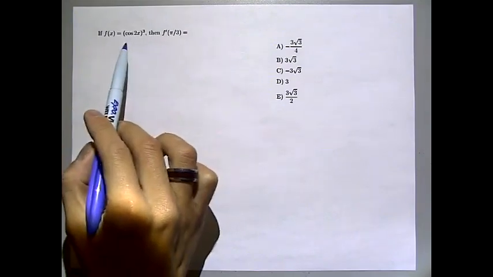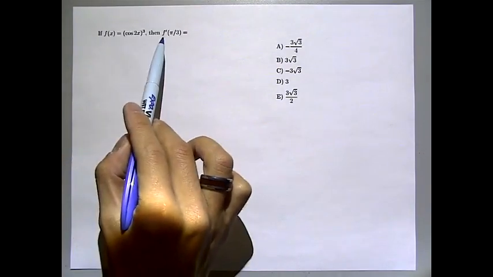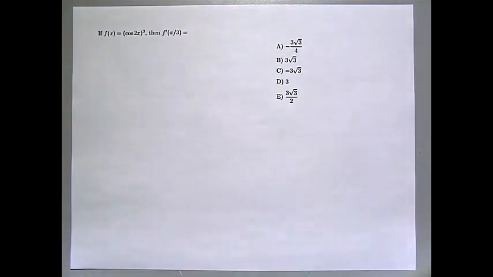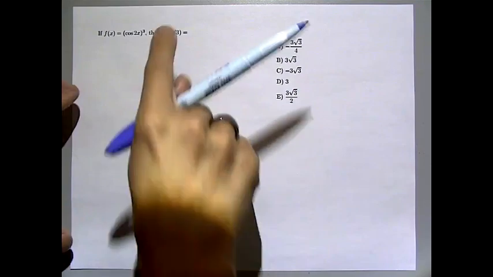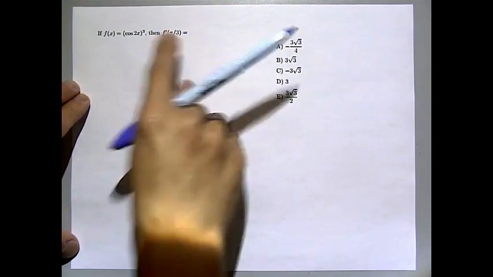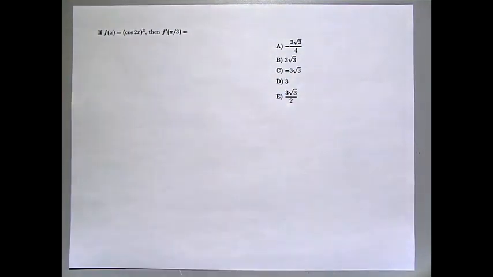f of x is cosine of 2x, the whole thing raised to the power of 3. We're looking for f prime of this, derivative of that, at x is equal to pi over 3. Just like the first problem we did, and all of these other things we've been doing, that pi over 3 is the last thing you want to do. Get the derivative and then worry about the x is equal to pi over 3.